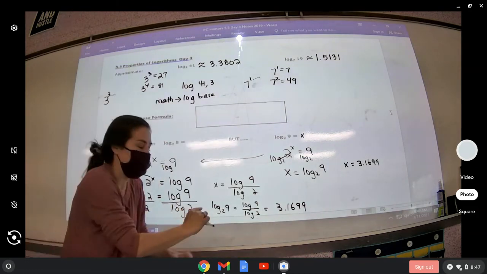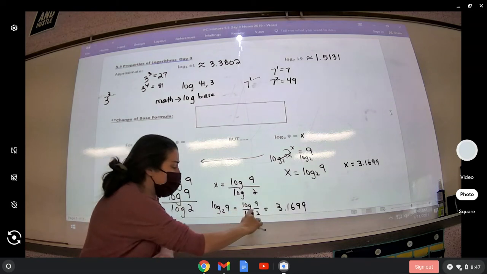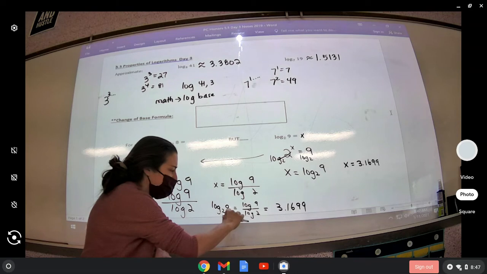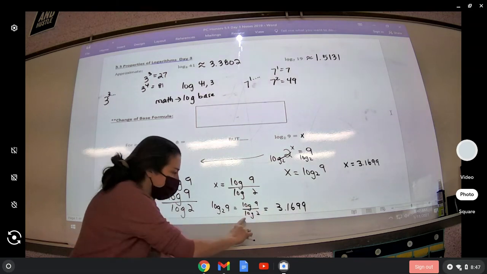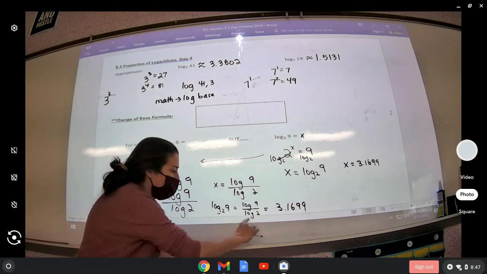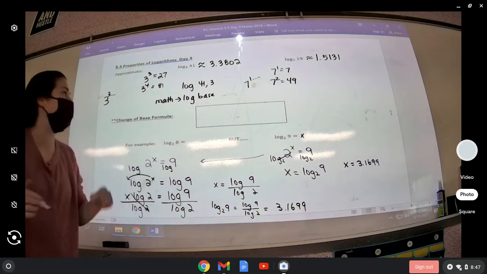So if you look what we did, look what happened. Log base 2 of 9 became the log of a better base, a base 10 log of 9, the number you were originally taking the log of, divided by log with a better base of 10 of the actual old base 2. So that's the formula to change the base.